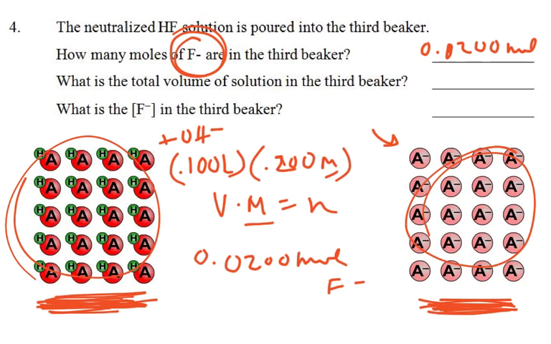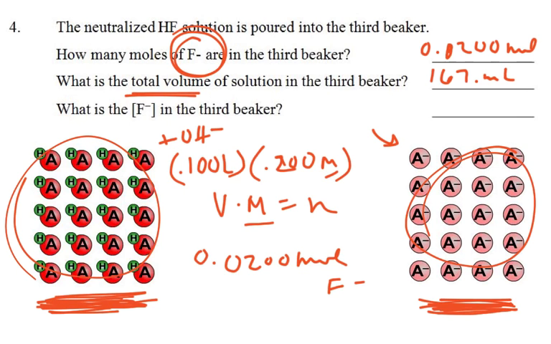Now, what's the total volume? Okay, total volume. We had 67 milliliters from our base solution, but we have to add that to our 100 milliliters of the acid solution. So here we're going to have 167 milliliters of total solution, which we're going to use as liters in a moment.